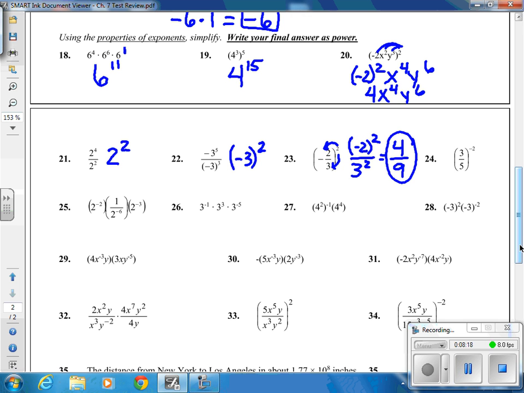Right, for number 24, we can either make it happy first and then give everybody the power of 2, or we can give everybody the power of 2 and then make them happy. I distribute first most of the time. It's just my philosophy and the way I do things. You can do it reverse if you want.